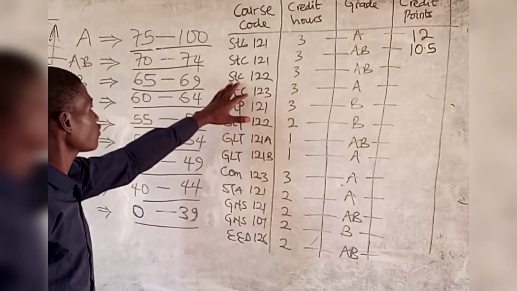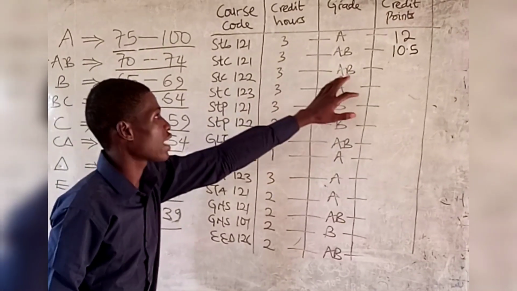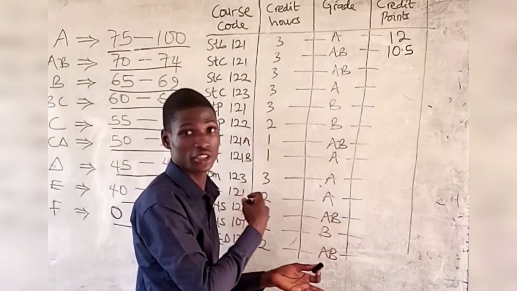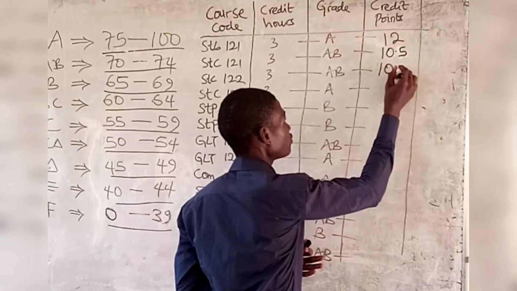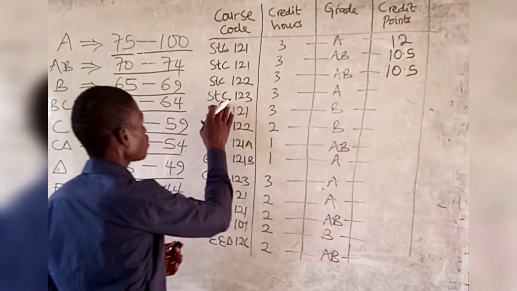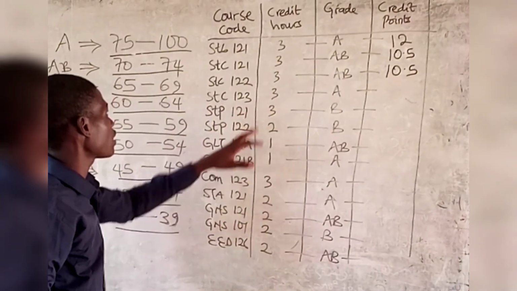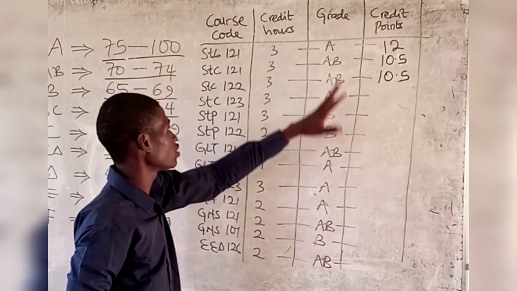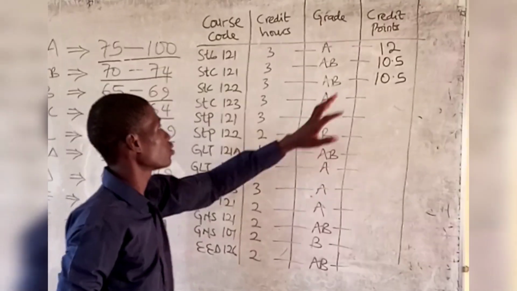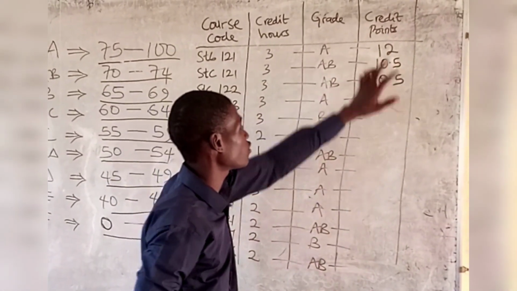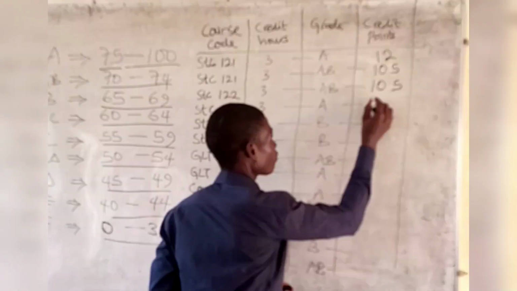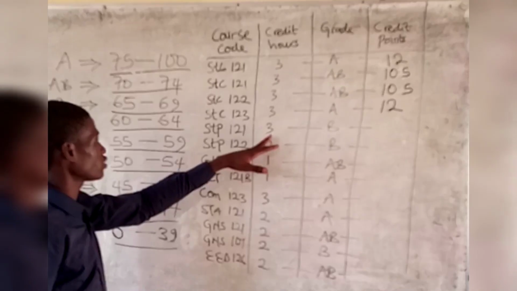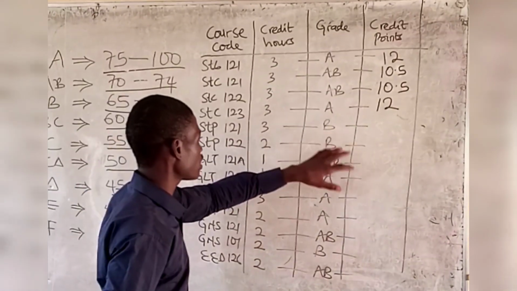So, for the 3 credit unit, he had AB. So, I'm not going to duplicate this score here because it's the same as this. We don't need to go back to the chart. So, it's going to be 10.5. So for this course, STC 123, it also is a 3 credit load unit course. So the grade, he made an A grade, and so you can see from here A grade is 12. So I don't need to go back to the chart. So that's 12. So for STP 121, it's still 3 credit load unit, and the student here made a B.